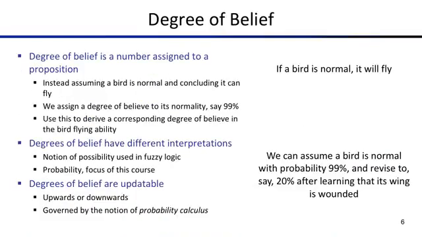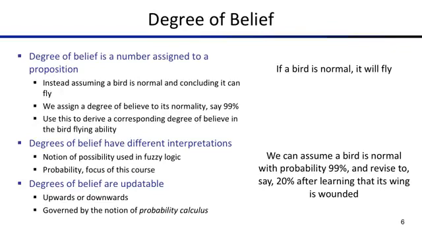Okay, so this is the idea of degree of belief, right? The degree of belief is simply a number, and we assign a number to each proposition that we have in our knowledge base. It's a way of replacing this idea of assumptions. Instead of assuming that something is true or false, we're going to have a softer way of having those assumptions. I will not say that it's a flying bird, it's not a flying bird, it's normal or not normal. I will assign a probability of this bird being normal.